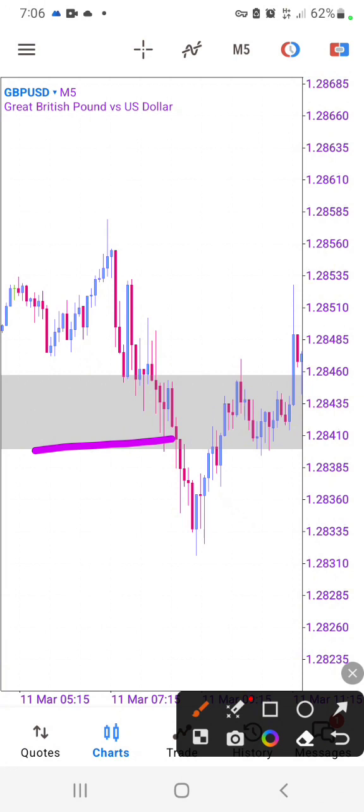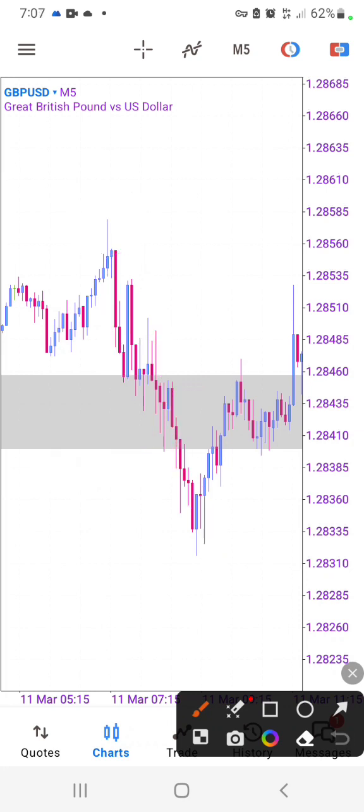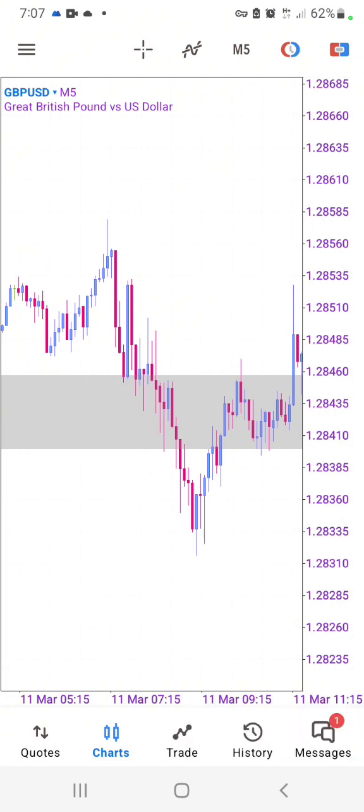So we find the leg, this leg from up to down, where the force started to come and break this structure and break this zone. So we can see that we had a drop, base, drop. Are you getting the point? So which means we have two zones where we are anticipating that the market will make a reverse.